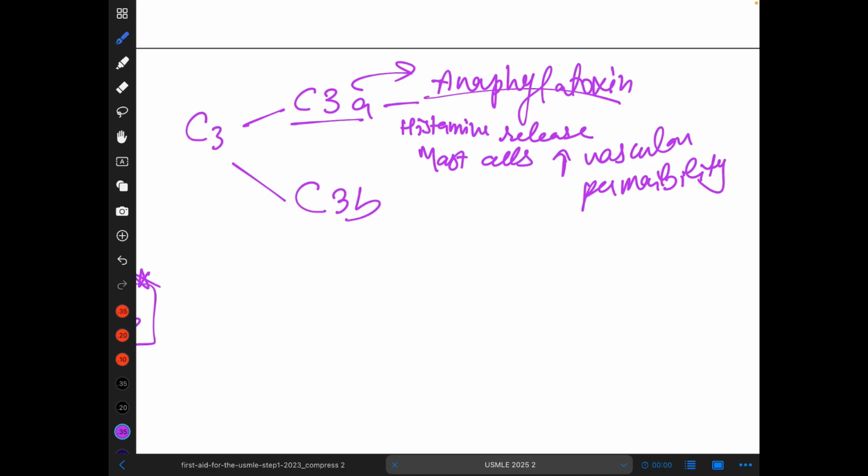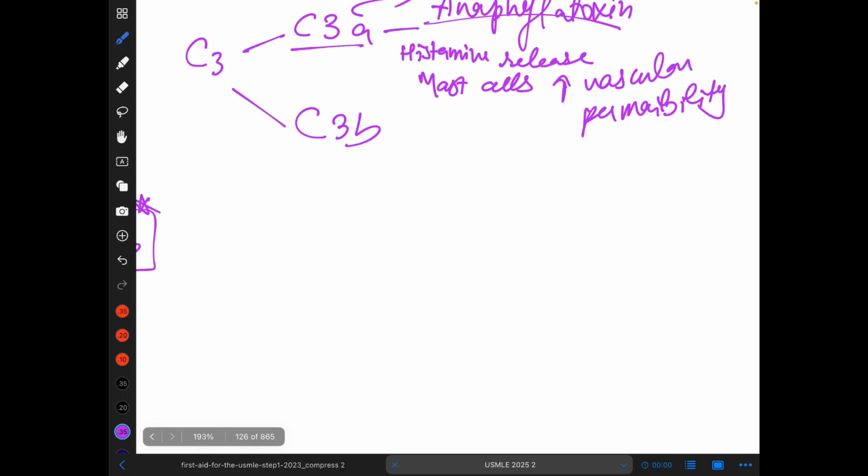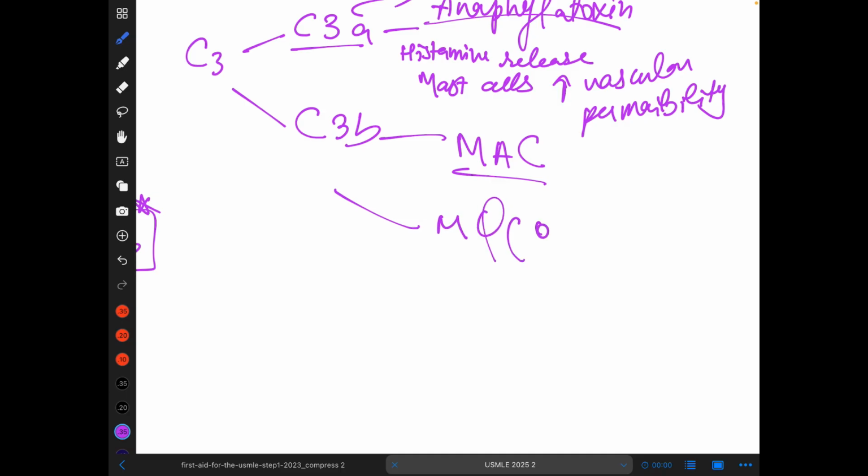And C3b works in the membrane attack complex for the death of bacteria, and also as an opsonin for the phagocytosis of bacteria. Opsonin. Okay.